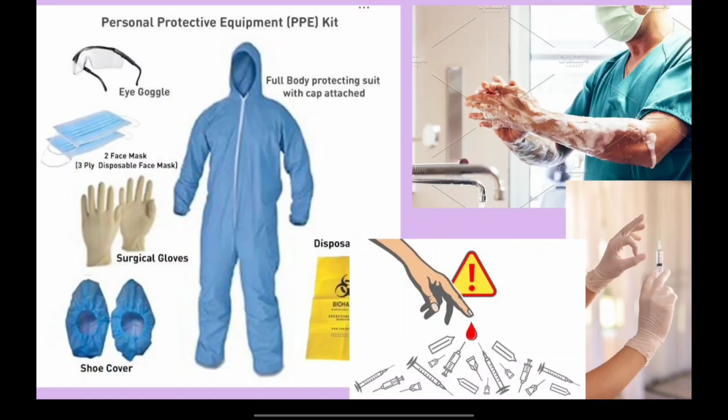So this is a PPE kit. There is a full body suit with the cap as well, eye goggles to protect the eyes from blood spillage, and a face mask. Usually a 3-ply disposable face mask is preferred. We have surgical gloves or daily routine gloves that can be used, and the shoe cover is essential to protect the feet from blood spills. Then there are disposable covers.